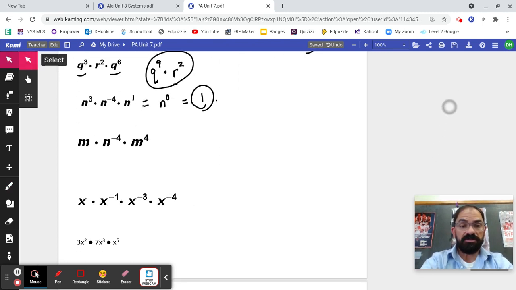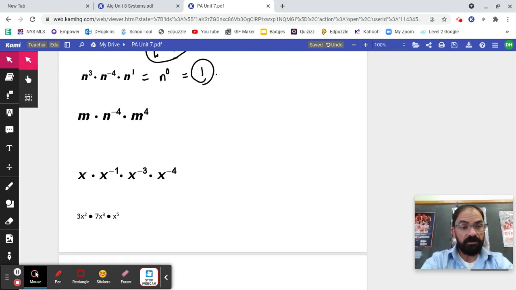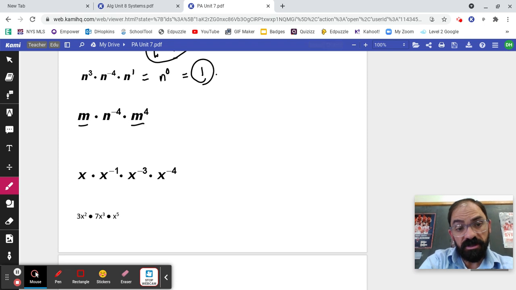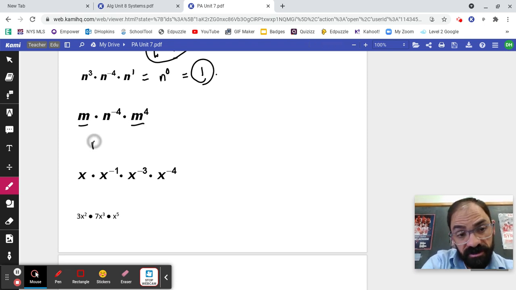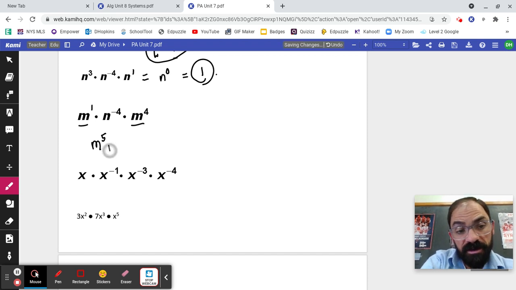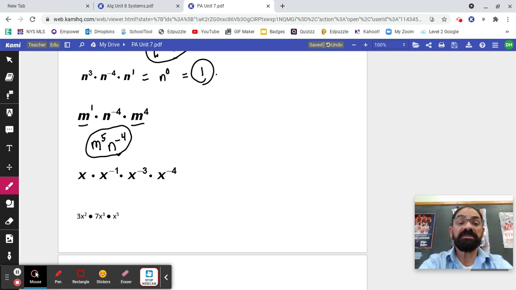All right, let's raise this up. 3 more to go with multiplying. M times m to the negative 4th times n to the 4th. So let's see here. These are like bases. So that is m to the 5th because there's a 1 here. And n to the negative 4. For now, we're going to leave that as a negative exponent.